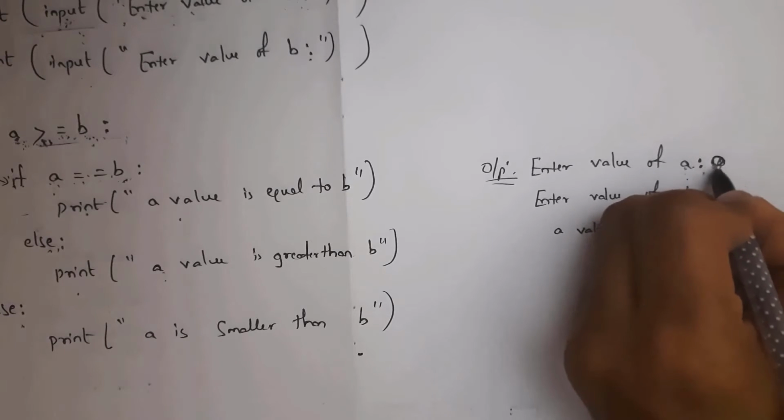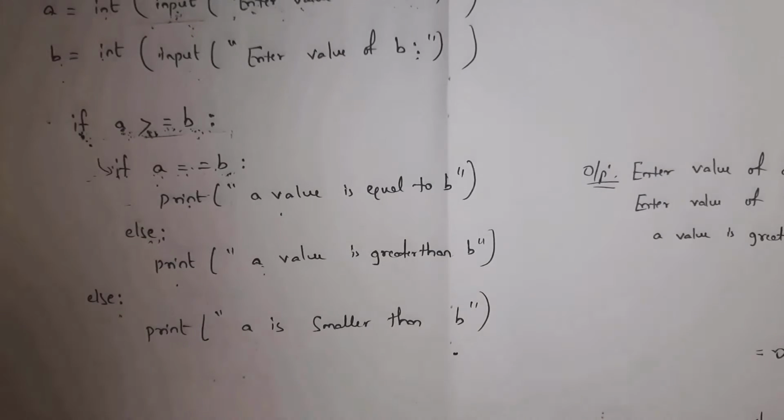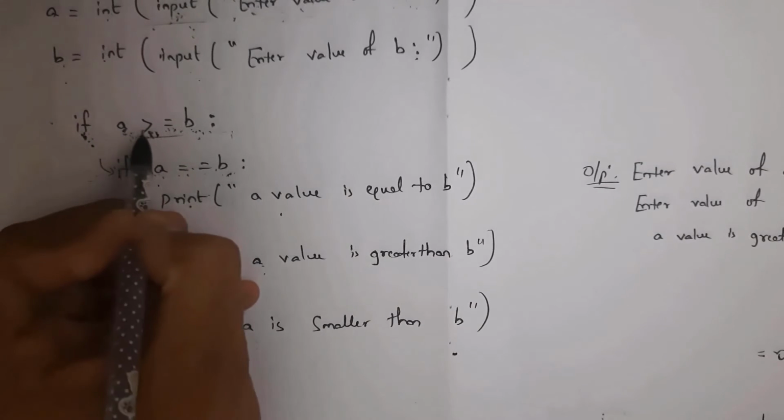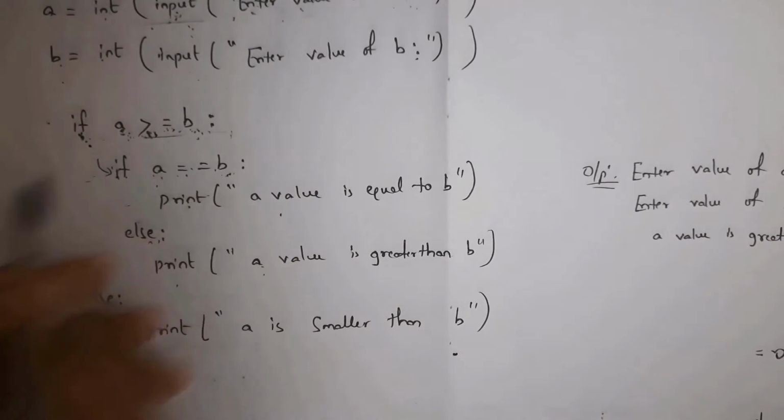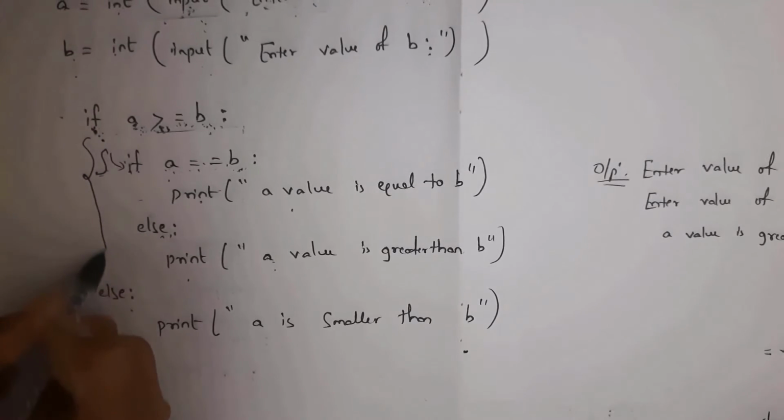For example, I gave here a value as 9 and b value as 100. Here a value is less than b. Here I gave the condition, that is, a value is greater than or equal to. But here a value is less than b. So it will skip this if part and it will execute only the else part.